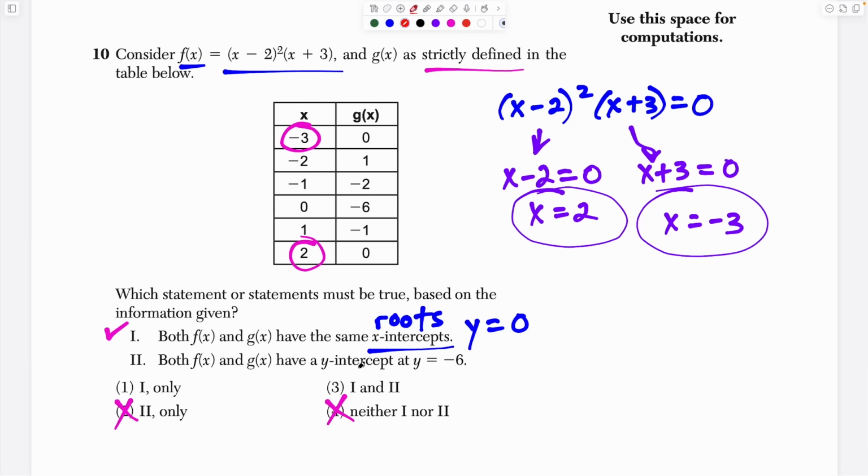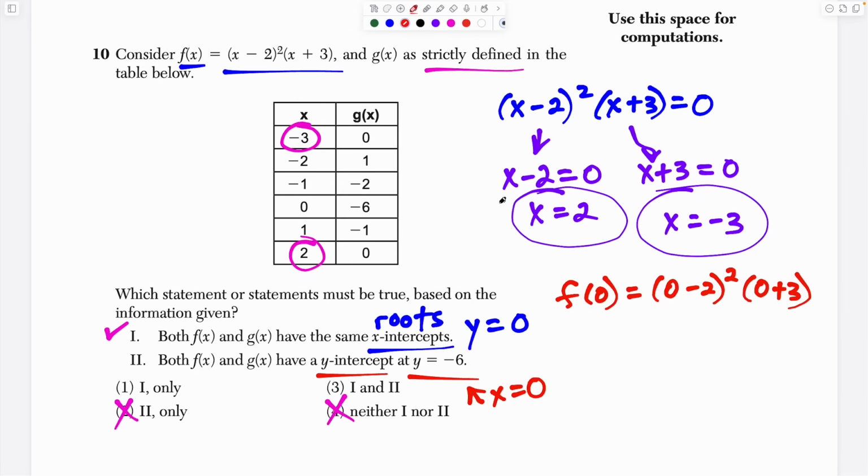Both f of x and g of x have a y-intercept at y equals negative 6. So for a y-intercept, you would look at what happens when x is equal to 0. So for the first function here, f of x, I could do this in the calculator, but I'll just show this work over here for now. If I plug in x equals 0 to the function, I get (0 minus 2) in parentheses squared times (0 plus 3). So I'm just replacing these x's here with x equals 0. And this gives us f of 0 equals negative 2 squared times 3. And then if I do order of operations, negative 2 to the second power is negative 2 times negative 2, which is positive 4, times 3 is equal to 12.